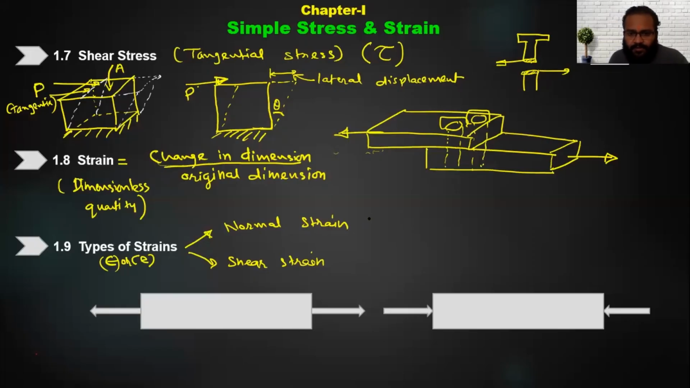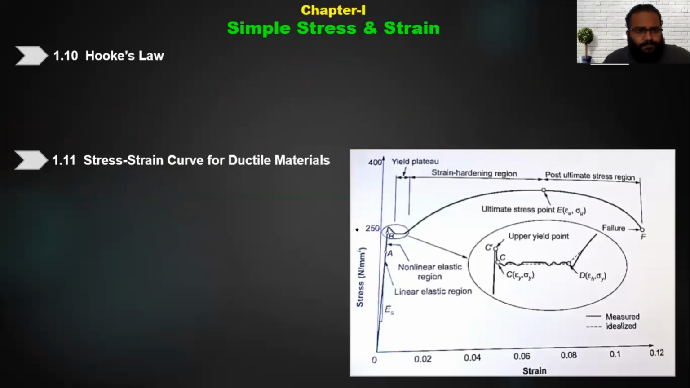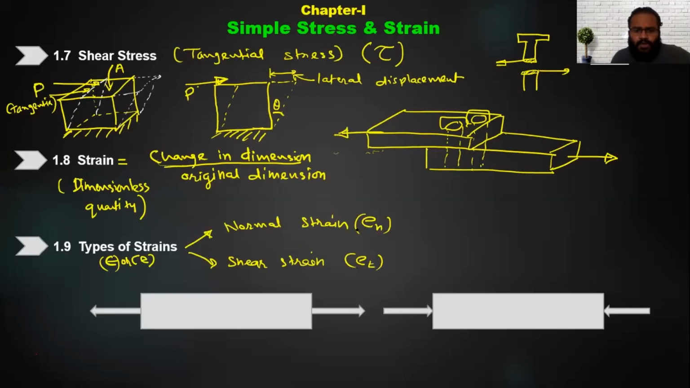So my normal strain will be E normal and my shear strain can be theta or simply E tangential. The shear strain is basically a different concept which we'll be discussing in the above example only. So the types of strain: normal strain can further be classified into tensile strain and compressive strain. The tensile strain is nothing but E tensile and compressive is nothing but E compressive.